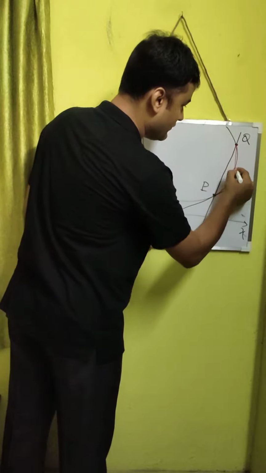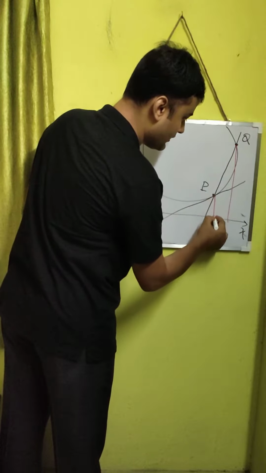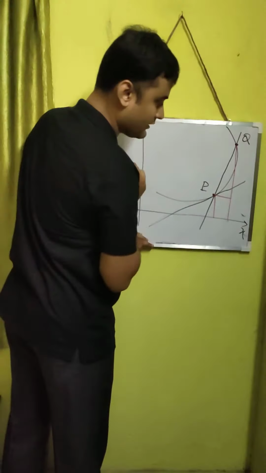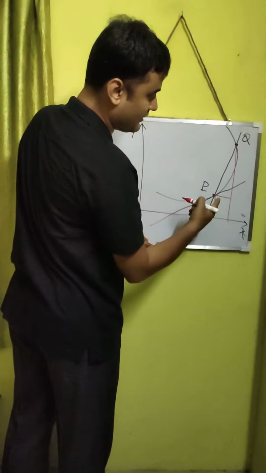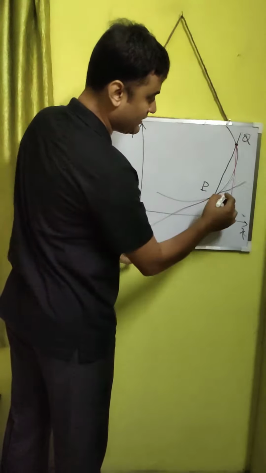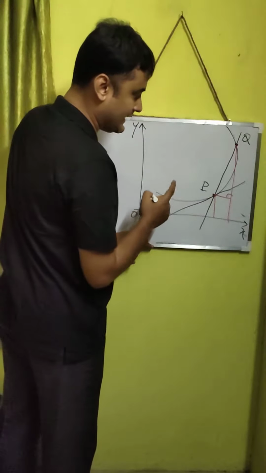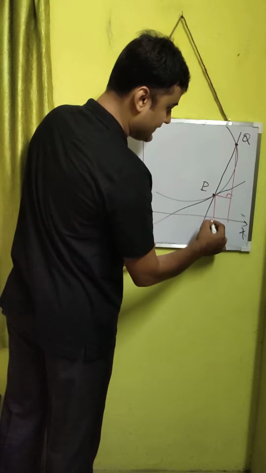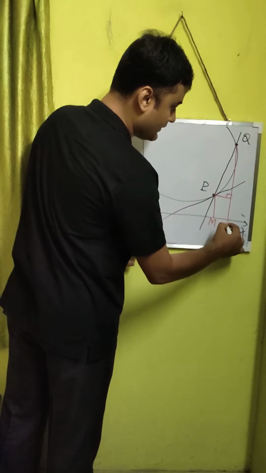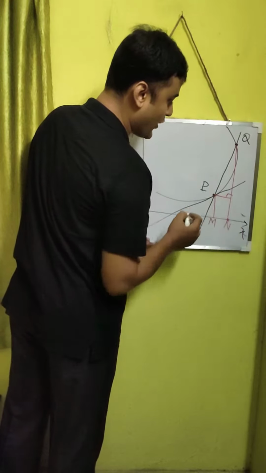Now let us draw some perpendiculars here, here, here. These are all perpendiculars. And let us name them. Say this is M, this is N.